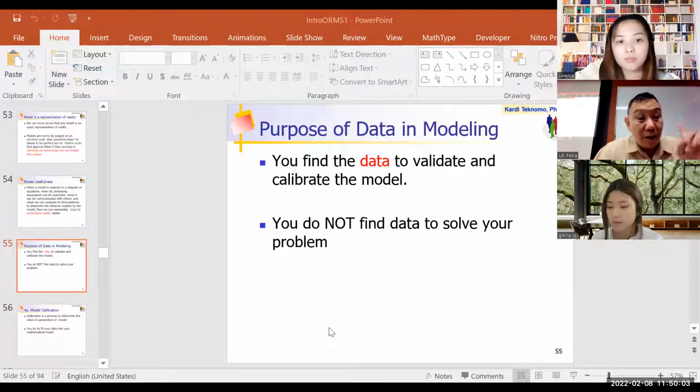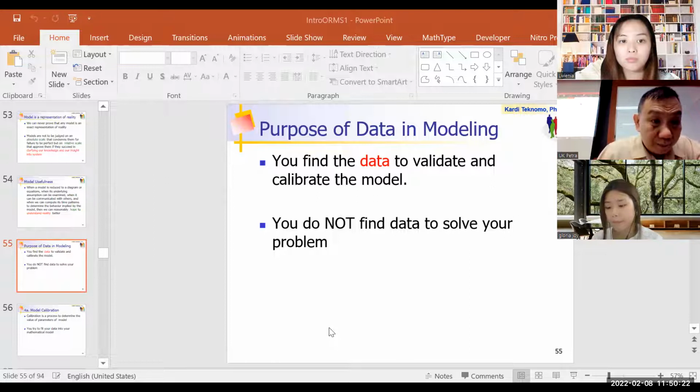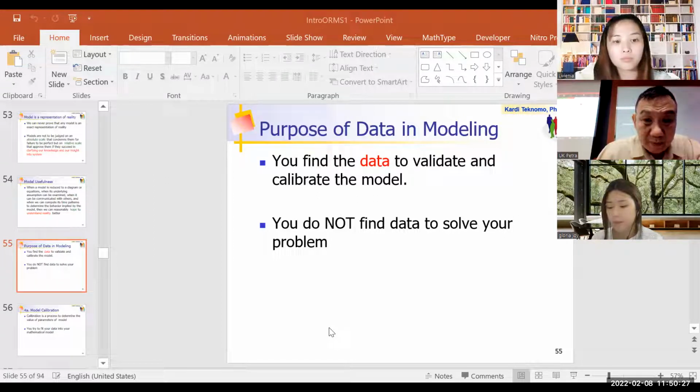Now, the purpose of data, okay, two things. One is to validate the model. Second is to calibrate the model. Don't think that based on your data you can solve the problem. That is the wrong way of thinking.